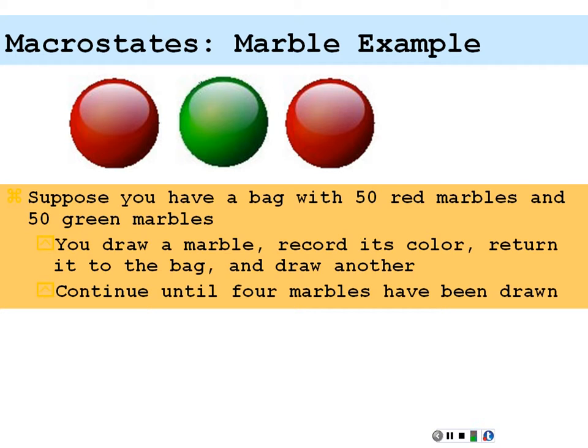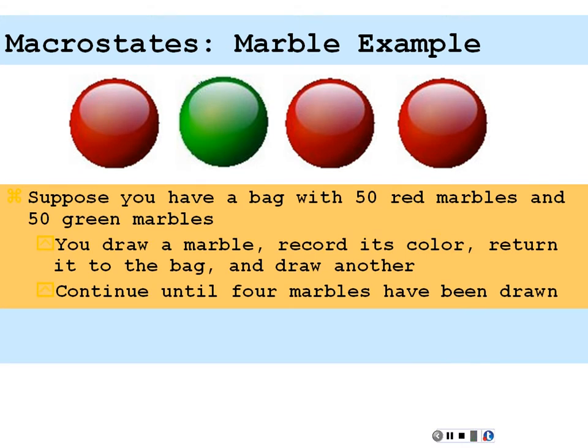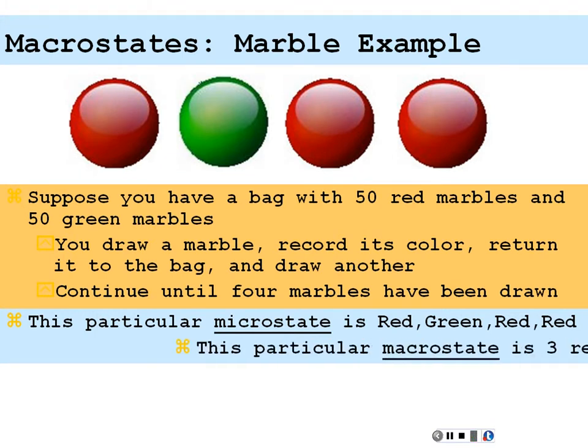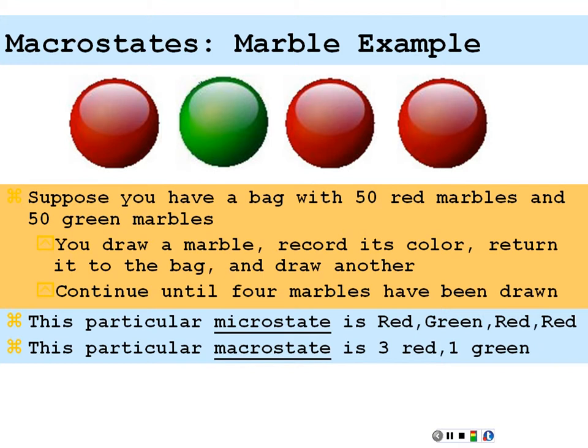So you go in there and pull it out, and you get a red. Okay, so you got red, green, red, red. This particular microstate is that: red, green, red, red. It is a subset of the macrostate that would be 3 reds and 1 green. So that macrostate could have 4 different configurations. You could have the green first, green second, green third, green fourth. 4 different configurations of 3 reds and 1 green. And this is one particular microstate of that macrostate.